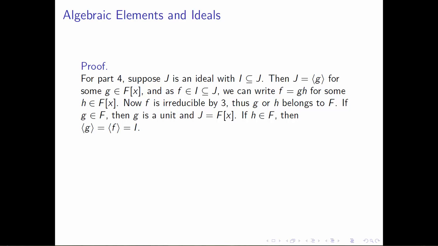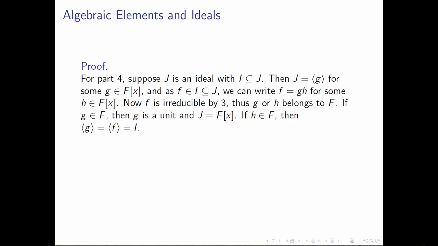However, we've just worked to establish that f is irreducible, and we've written it as the product of two polynomials. Because f is irreducible, we conclude that one of the polynomials, g or h, on the right-hand side of this equation has to be a unit, which means that it has to belong to the ground field F. In the first case, if the polynomial g belongs to the field F, then g is a unit, and we have an ideal J which contains a unit, and whenever we have that situation, we know that the ideal is the whole ring F adjoined x.